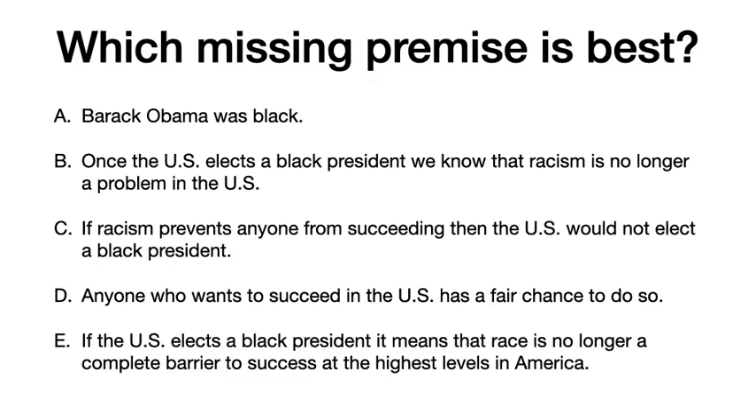But let's look at some possible ways to fill this in. Some possible ways to fill in this missing premise to get us from premise 1 to the conclusion. A: Barack Obama was black. B: Once the US elects a black president, we know that racism is no longer a problem in the US. C: If racism prevents anyone from succeeding, then the US would not elect a black president. D: Anyone who wants to succeed in the US has a fair chance to do so. E: If the US elects a black president, it means that race is no longer a complete barrier to success at the highest levels in America.